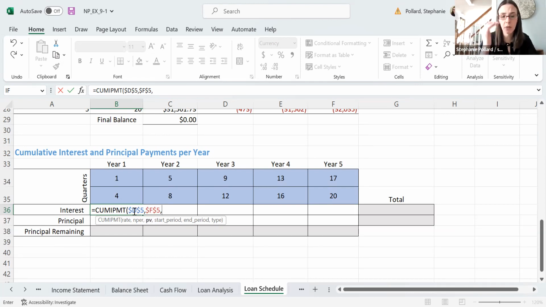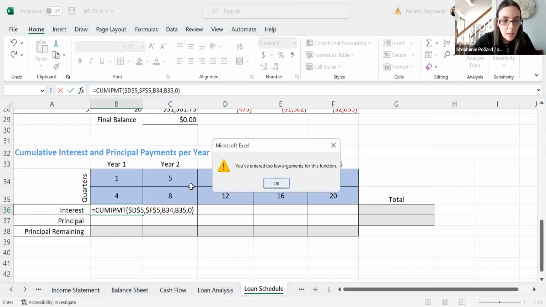And then the next part asks you for the start and ending period. So we're going to start with period 1 and we're going to end with period 4. So we're selecting those two things. And then we can go ahead and put a 0 in for type there. Here it's the same example for type, but it's not optional. You do have to type it in. So you would go ahead and put 0 for payments that are made at the end of the period, which is what we're doing.